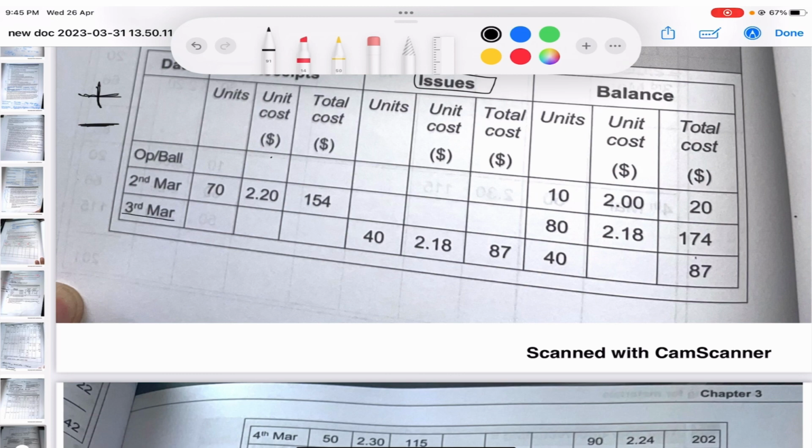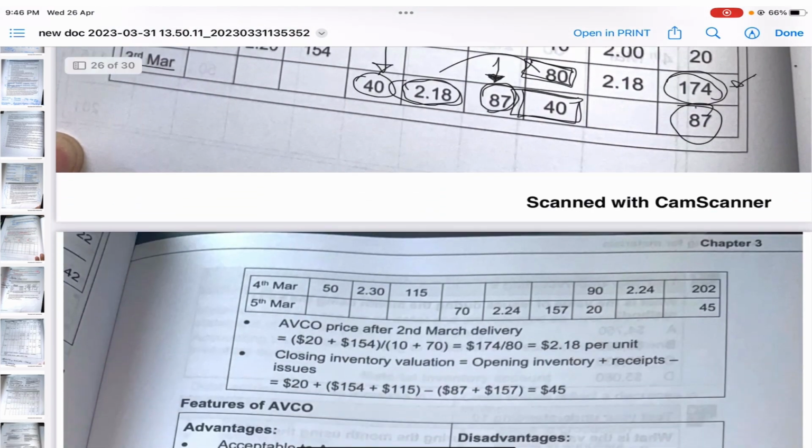On 3rd March, I sold 40 units, which means I issued 40 units, each costing 2.18, and the total cost is 87. Now how am I going to do that? Earlier I had 80 units, now I have sold 40 units. So I'm going to remove 40 from 80, then I'll be left with 40, and then my earlier cost was 174. Now total cost of 87 I have given out, right? I have issued. So I'm going to minus 87 from 174, which will give me 87.